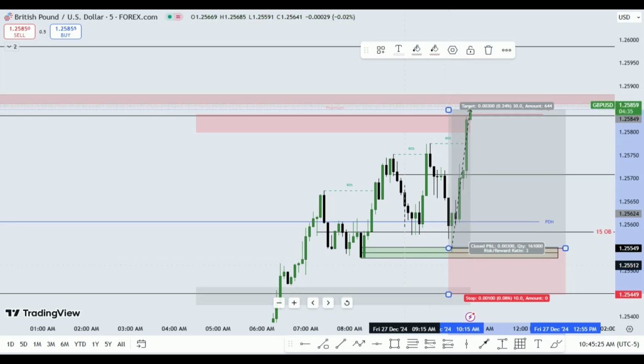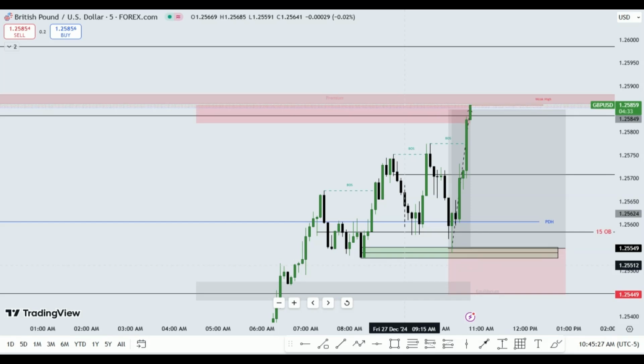So you have to understand the bias. You have to annotate the market with timing. It's very, very important. So this is a live trade, as you can see, guys.